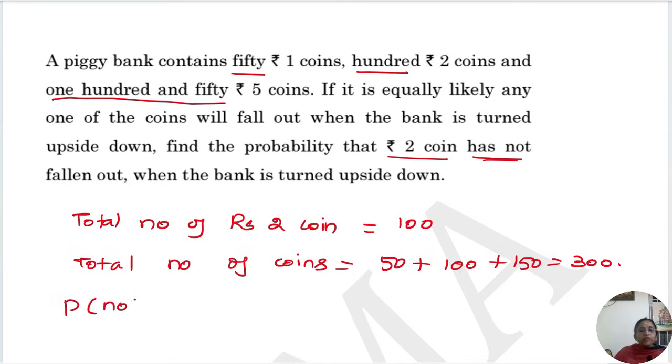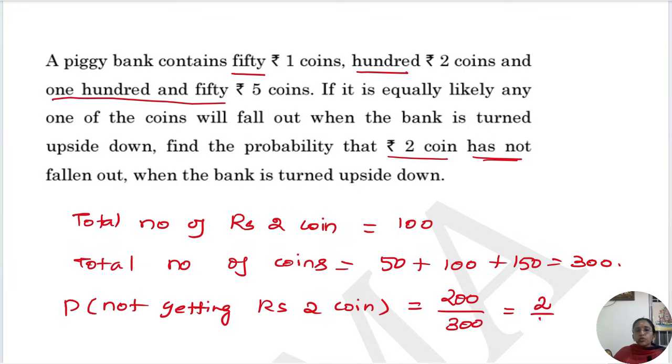So the probability of not getting a 2 rupee coin: then it can be either a 1 rupee coin or a 5 rupee coin. So 50 plus 150, 200, divided by 300. So our answer is 2 by 3.